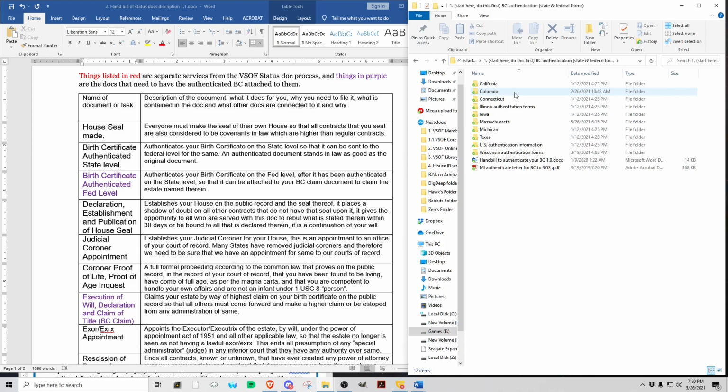And there is a huge difference between the word authentication and the word apostille. You can go look them up in Bouvier's. I'm not going to go over it right now. You want an authentication because you want this thing to be as good as the original.